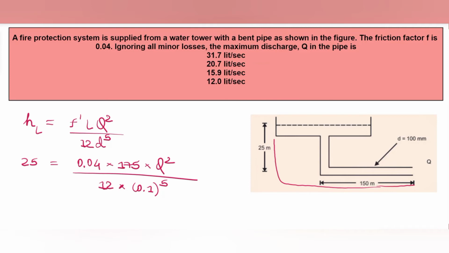On solving this, we'll get discharge in meter cube per second, which is Q is equal to 0.0207 meter cube per second. We have the options in liter per second, so multiplying this by 1000, we get it as 20.7 liters per second. Let's see the next question.